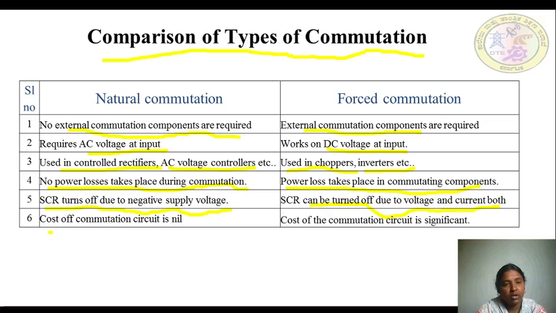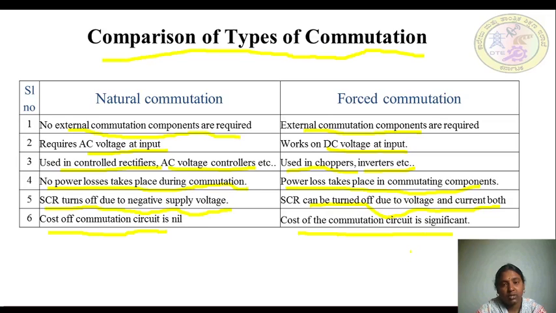So coming to the cost of the commutation, in natural commutation the cost of the commutation circuit is nil. That is, cost is very less. But in forced commutation, the cost of the commutation circuit plays an important role because of the external commutating components which are being connected. The cost of the commutation circuit will rise accordingly.